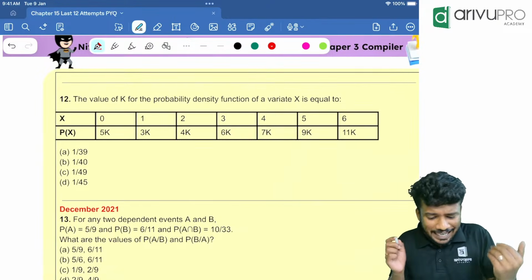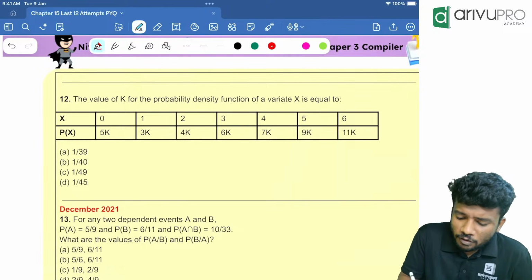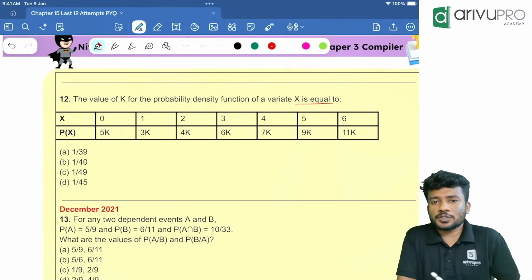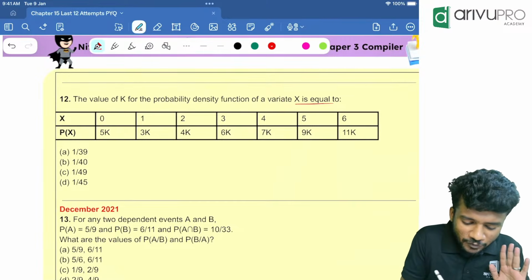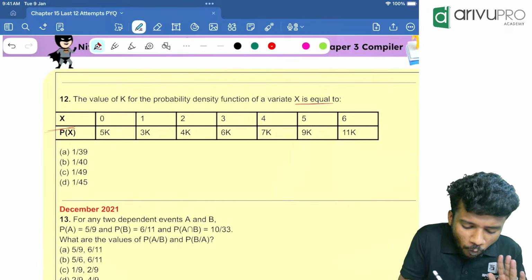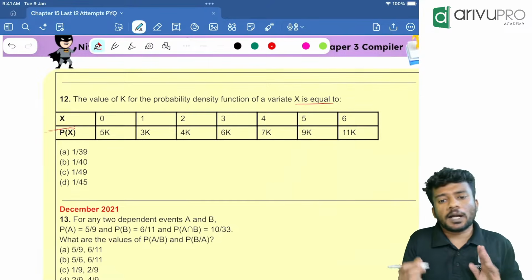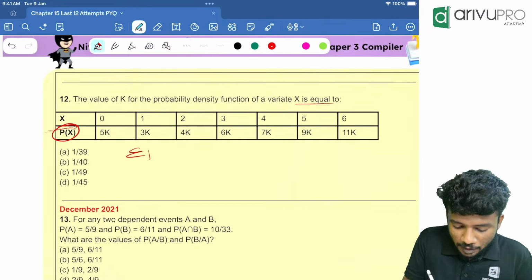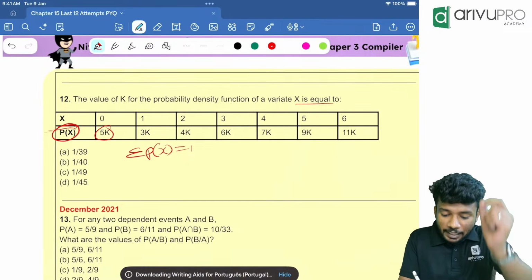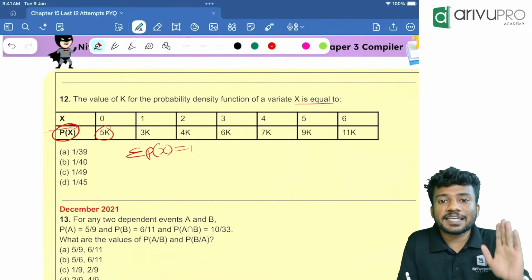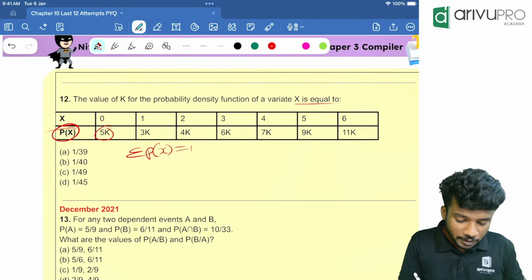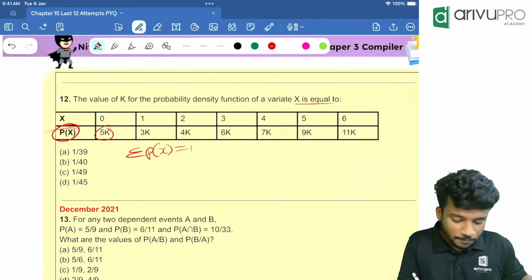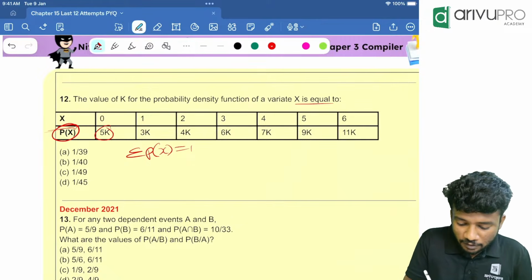The value of K for the probability density function of a variate X is equal to how much is the question. We know one thing about probability. We know that the total probability is always equal to how much? Is equal to 1. Correct? That is something we always know. Total probability is equal to 1. That means sigma P of X is equal to 1. That means 5K plus 3K plus 4K plus 6K plus 7K plus 9K plus 11K is equal to 1. So type, 5 plus 3 plus 4 plus 6 plus 7 plus 9 plus 11 is equal to how much? 45.